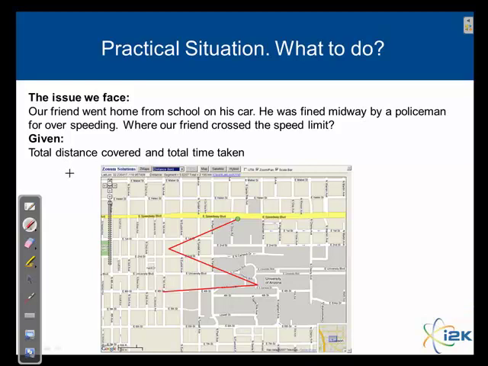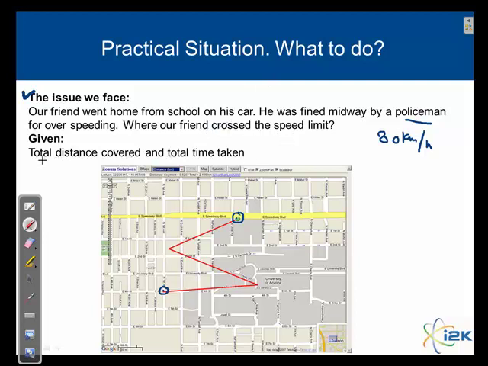Suppose you have a situation in front of you wherein the issue that we face is, suppose one of our friends went home from school on his car. Suppose he starts from here and he reaches home somewhere here. And say on the road, the maximum speed allowed is 80 km per hour. But somewhere in between, he is fined by a policeman for overspeeding. And if I ask you the question, where do you think the friend crossed the speed limit?